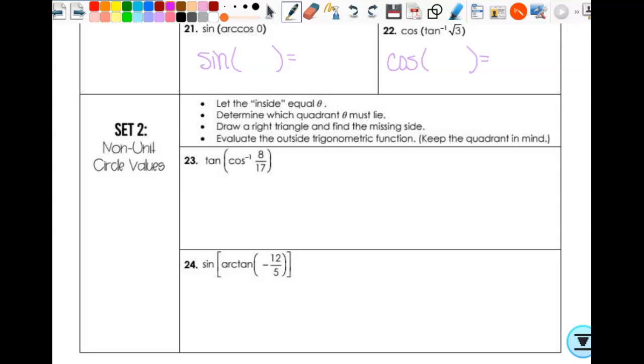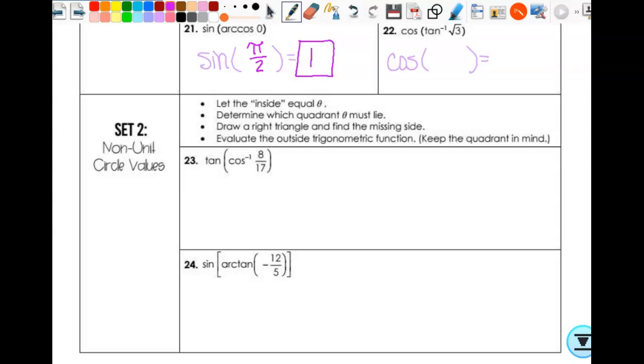Alrighty. Jeremiah, what is the arc cosine of 0? Pi halves, good. And then the sine of pi halves is? Good job. Okay, we good on that?